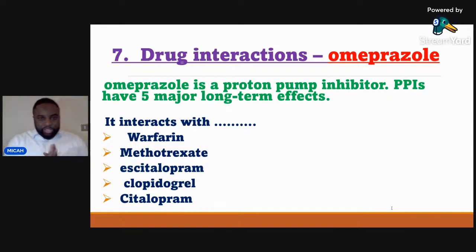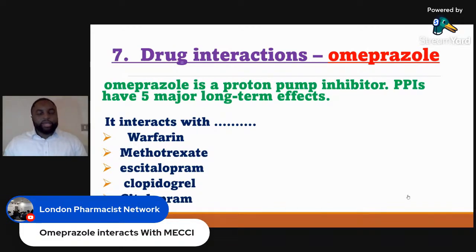As far as drug interactions, we have interactions with 5 common drugs: warfarin, methotrexate, escitalopram, clopidogrel, and citalopram. So we actually have a mnemonic for this one. The mnemonic is omeprazole interacts with MESI. I've written it out. So omeprazole interacts with MESI is our interaction mnemonic for these drugs.